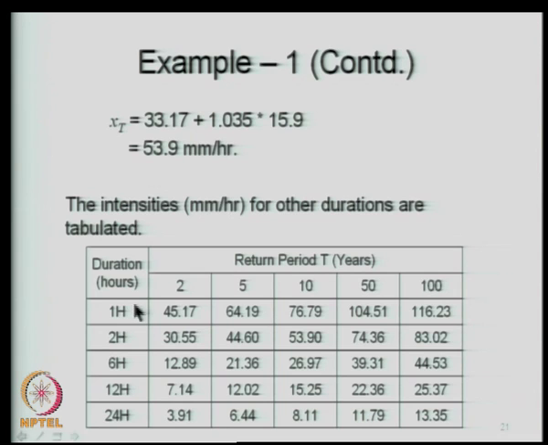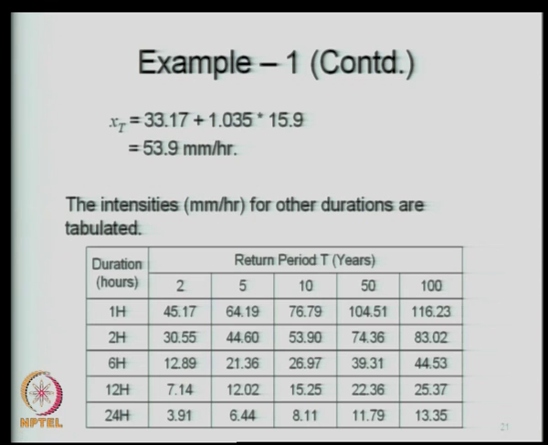Also, as the duration is increasing for the same given return period, the intensities will be coming down: 76.59, 79, 53.90 and so on. So, for a given return period, as the duration increases, the intensities will be smaller and smaller, which is obvious, because if you are talking about a large catchment in which your design duration may be of the order of 24 hours, the intensity of the rainfall that you need to use will be much smaller compared to a 1 hour duration for the same return period.